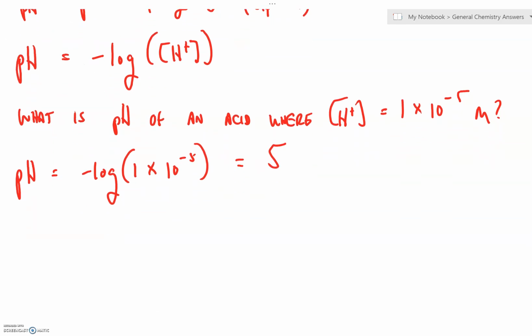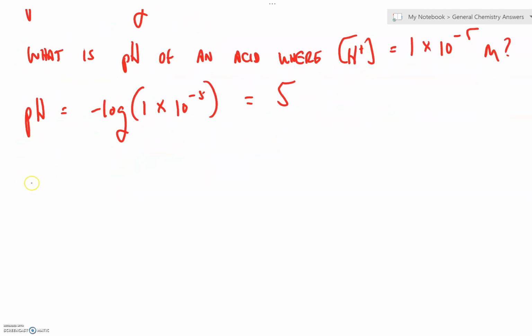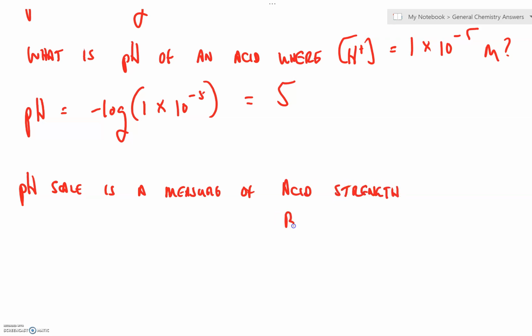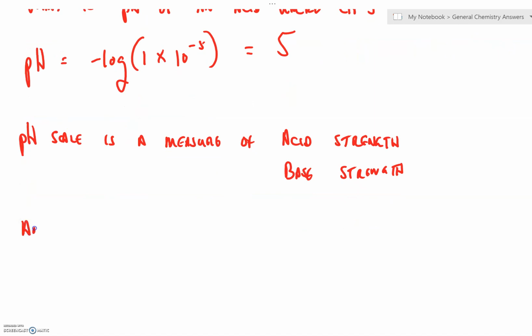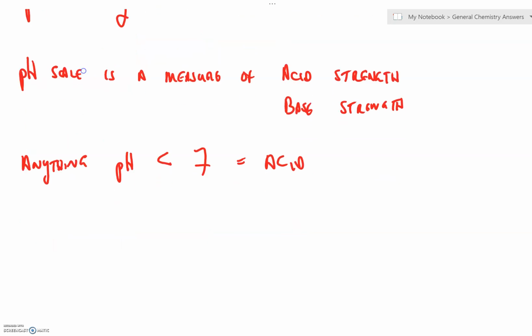Now, I know you have all heard of the pH scale before, and what you might have seen back when you were in junior high is that the pH scale is a measure of acid strength, or we might even want to say base strength. If you had a fairly decent science teacher, they would have told you that anything where the pH is less than 7 is an acid, and anything where the pH is greater than 7 is a base. And of course, if anything has a pH that is equal to 7, that is something that we will call neutral. Okay?